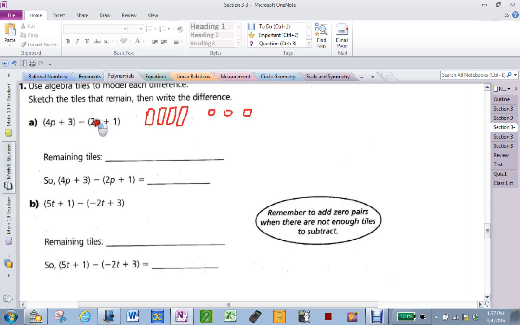Now, minus means take away, right? So take away 2 positive p's. Do I have them? Yeah. I do. 1, 2, gone. Agreed? And take away 1 positive. Do I have it? Yes. Gone. What's left? 2 bars, 2 little guys, which represents 2p plus 2. Everybody got it? Great. You do B. Go.